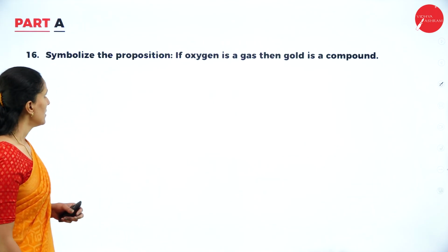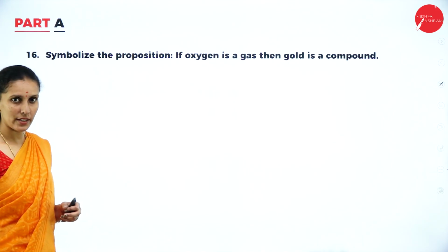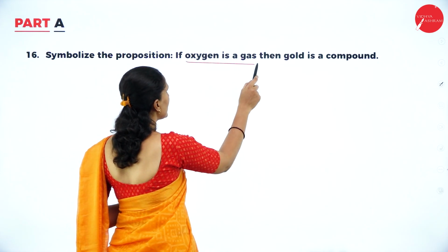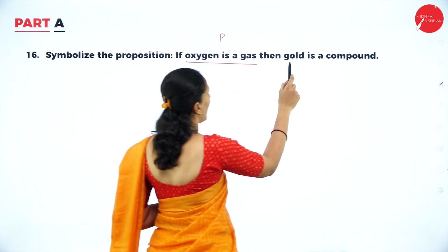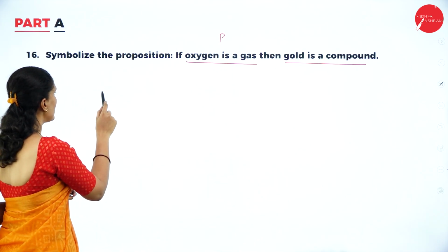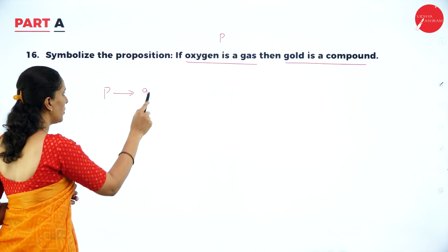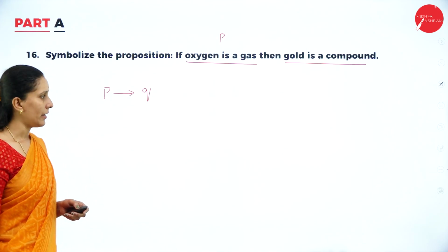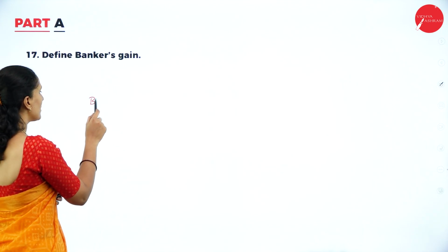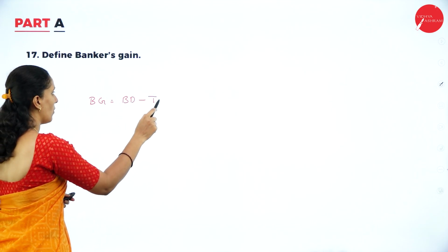Next we have, symbolize the proposition, if oxygen is a gas then gold is a compound. So it's a conditional statement. So I can take oxygen is a gas as P and gold is a compound as Q. So therefore when I symbolize this statement, it is P conditional Q.